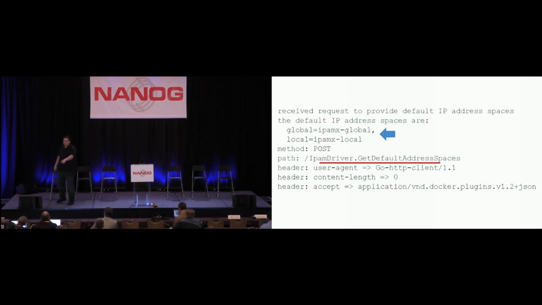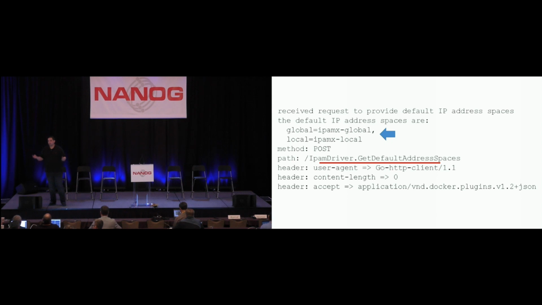Now, get default address space. Remember that slide where networks have two scopes, local and global. However, they also have identifiers. So there is a thing called default address space. That's what I call VRF address space. It would be something that a plugin can say, this identifies the global space of this instance of a plugin.